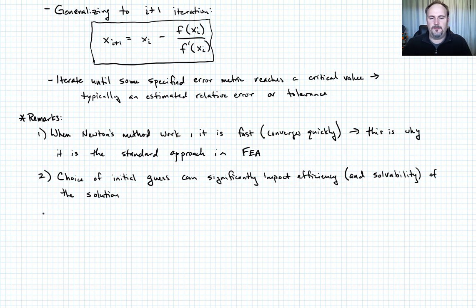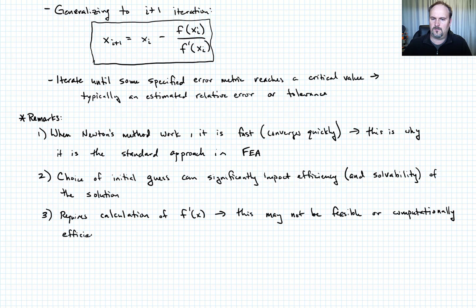Number three. One thing you see from this boxed-in equation is that Newton's method requires us to calculate the derivative. This isn't always feasible or computationally efficient. And the fourth thing I want to say is that it doesn't always converge. This is particularly true if the derivative term is small near the solution point.